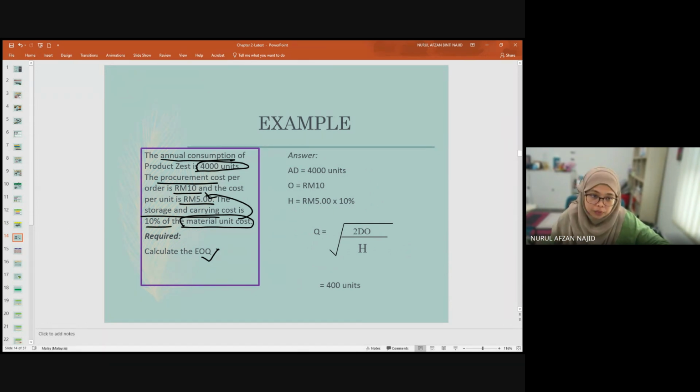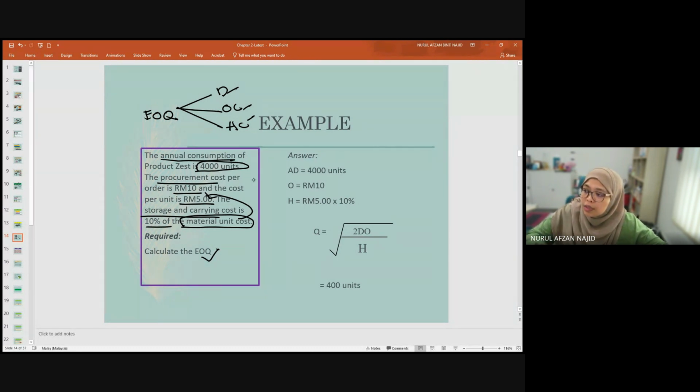As I mentioned before, untuk you kira EOQ, ada berapa item. Yang pertama, demand. Yang kedua, ordering cost. Yang ketiga, holding cost. Ketiga-tiga ini perlu you determine from the question. Dan keluarkan semua benda tu. Okay, barulah mudah untuk you masukkan dalam formula.